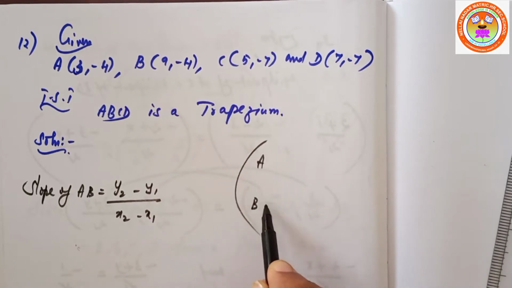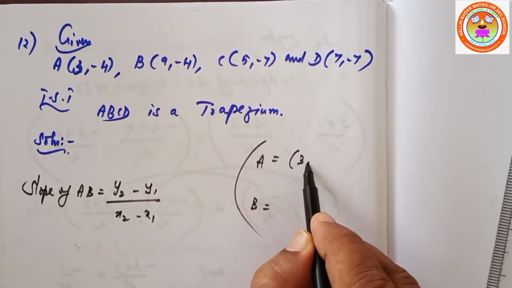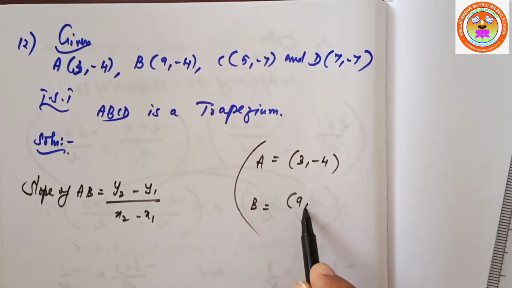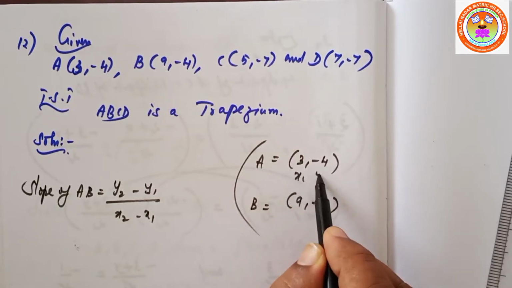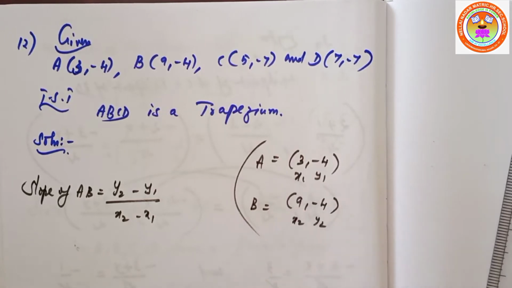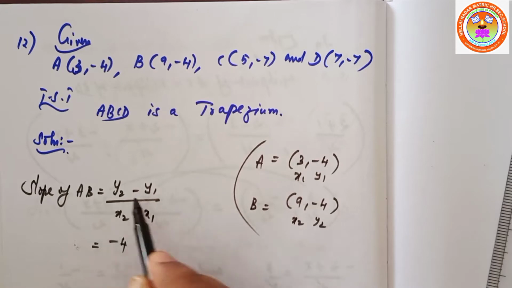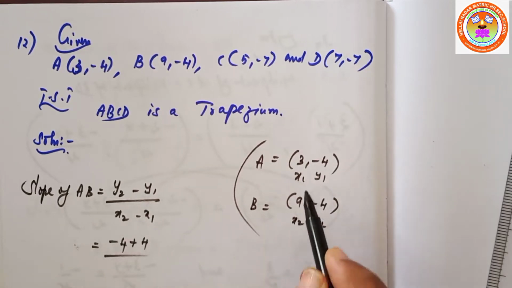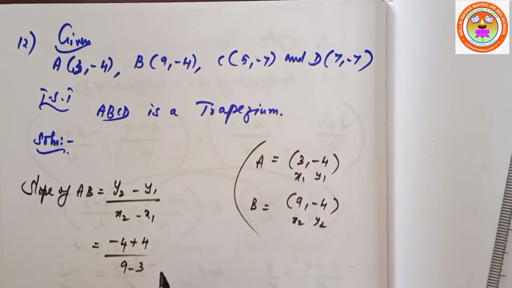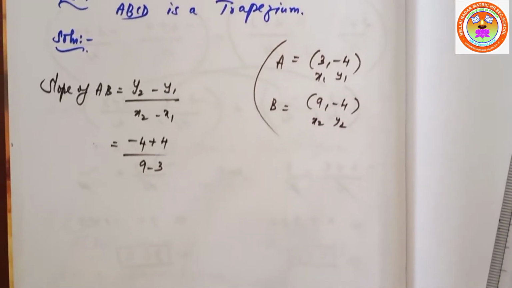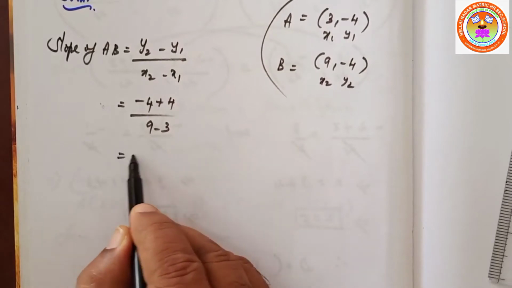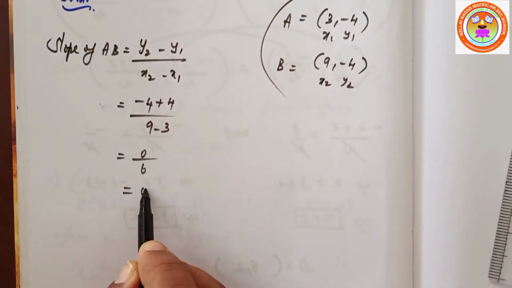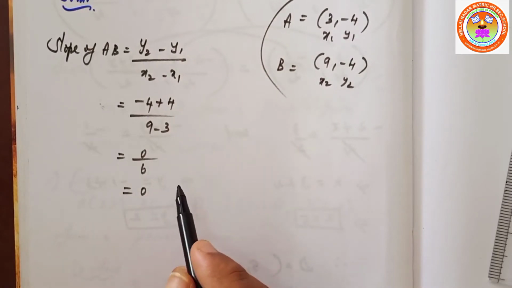A and B. A is (3, -4), B is (9, -4), taken as x1, y1, x2, y2. Substitute: y2 minus y1, y2 is minus 4, here also minus, so minus into minus is plus 4, divided by x2 minus x1, 9 minus 3. Minus 4 plus 4 is equal to 0, 0 by 6. 0 by anything is always 0. That is the slope of AB.